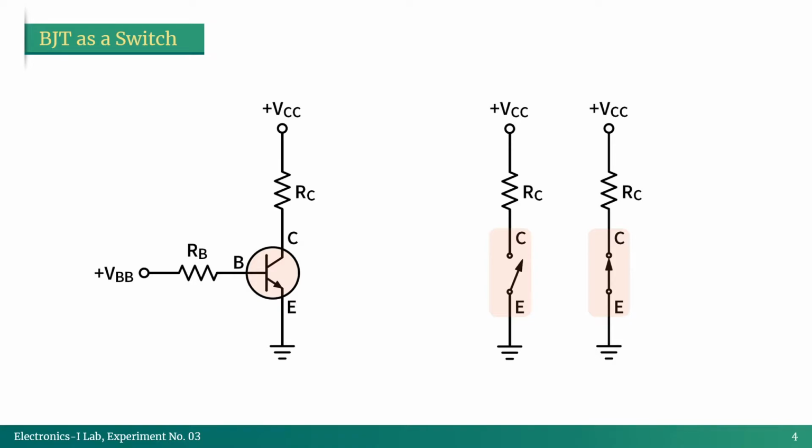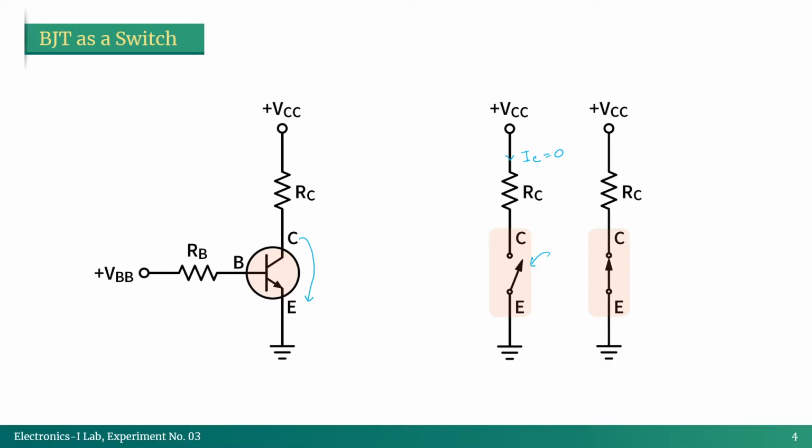In one, we will see that our BJT is totally turned off, or this collector to emitter path is off. That's why this is open circuited, and that's why there will be no current flow through our load RC. So no current will be flowing through this branch. That's why this is the off condition.